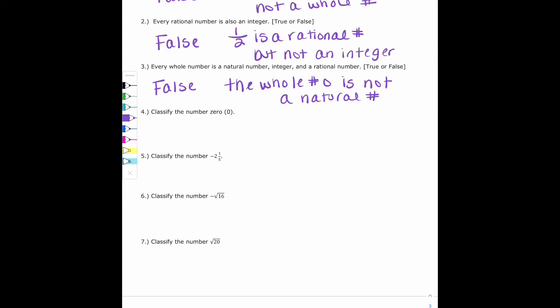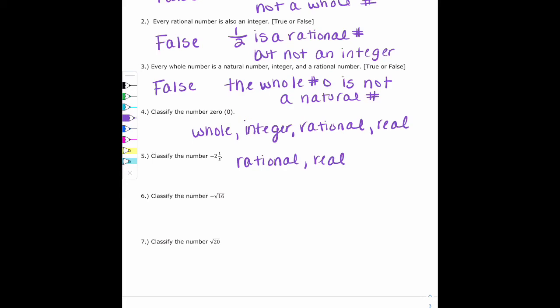Okay, they want us to classify the number 0. So for 0, we want to list all the classifications. We know it's a whole number. We also know that it's included as an integer. 0 can be written as a fraction, 0/1, so we know it is rational. And it's part of the real number system. Negative 2 1/5 is going to be rational and real. We do not have any negatives in the counting or whole numbers, and we don't have any fractions as part of the integers. So rational is the first qualification that we have.